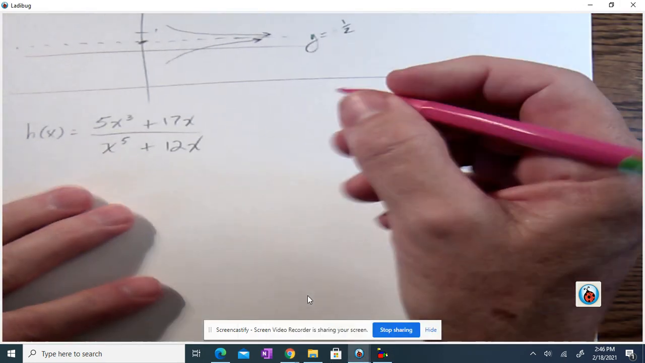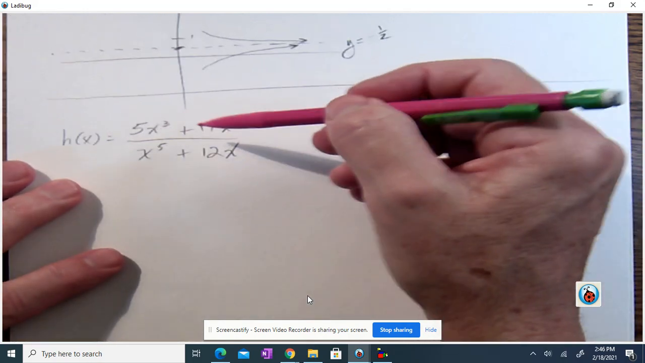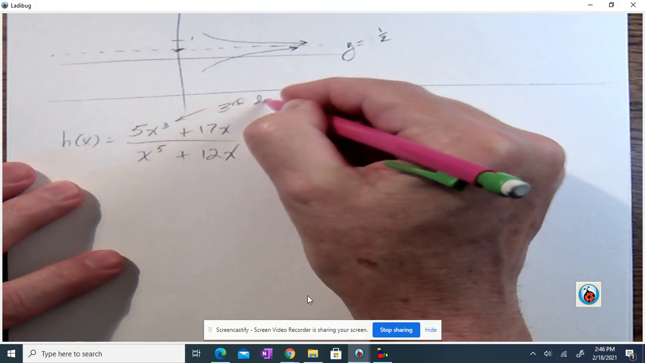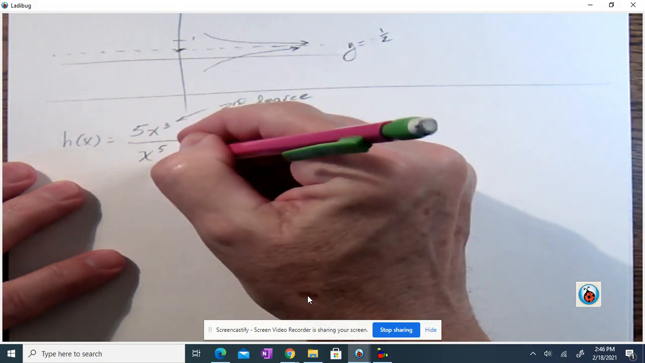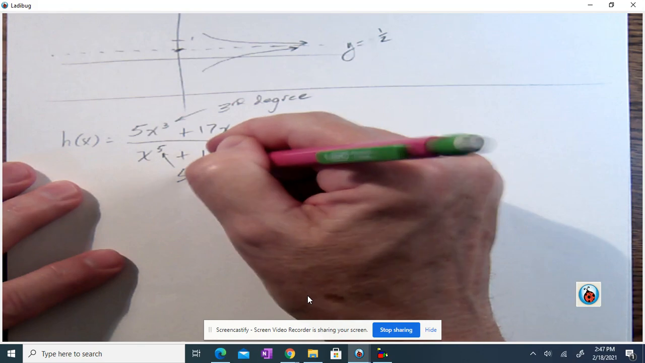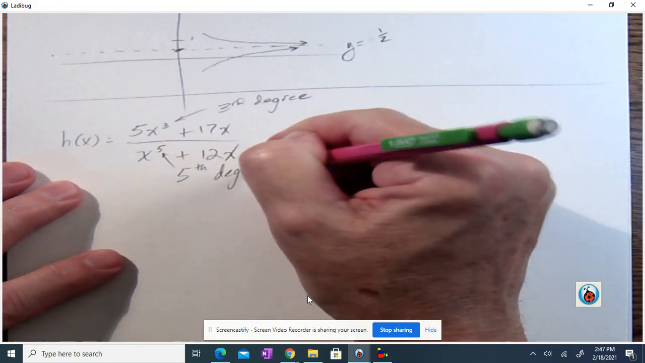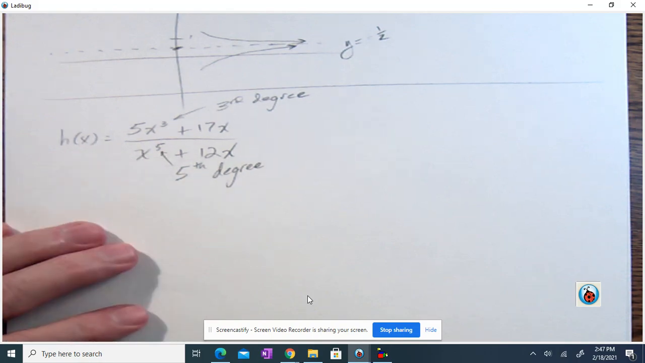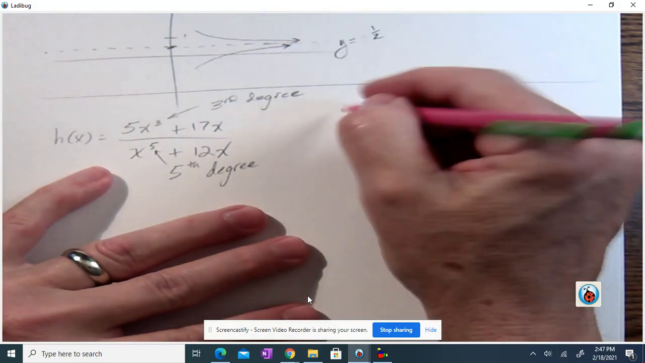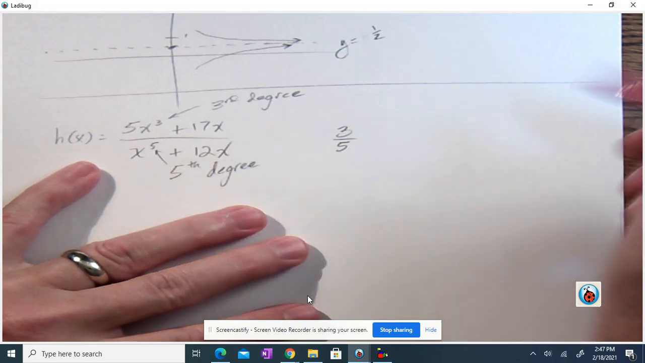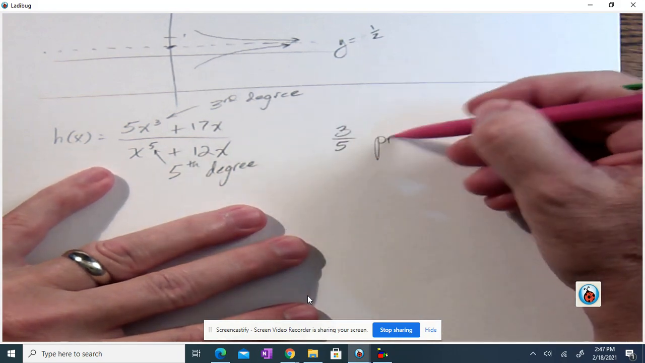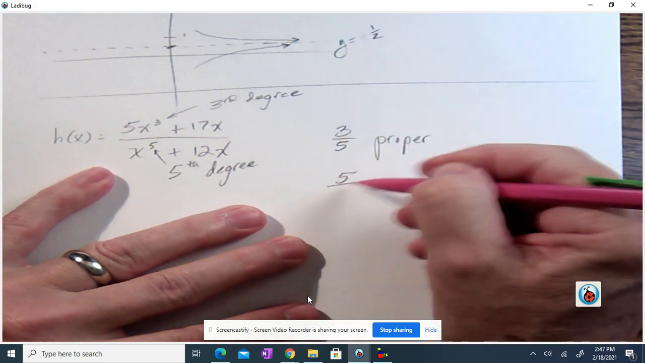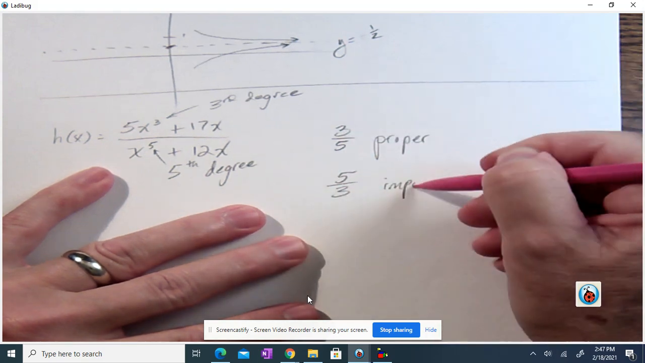So in this situation, this is a 3rd degree polynomial. This is a 5th degree polynomial, which we call a proper rational function, like a proper fraction. So for instance, 3/5, if you remember your fractions, we called that a proper fraction, right? Proper, because the bottom's bigger. But 5/3, if you remember, it's called improper.